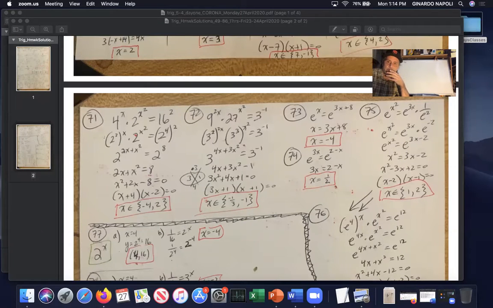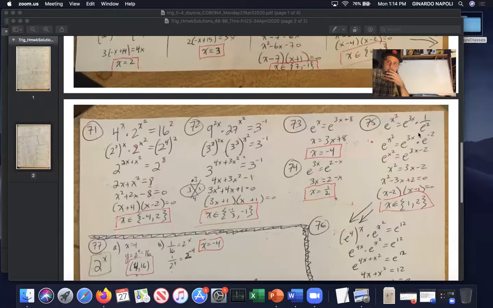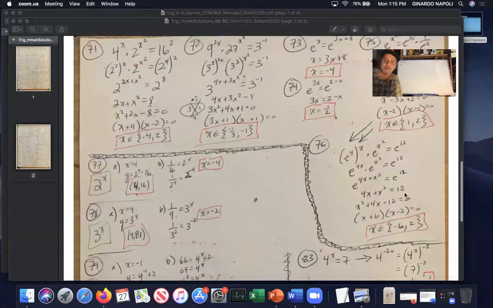And then 75 and 76 were similar to each other. You had that e here, and so you want to rearrange that. So that's why I put a -2 exponent. And now just like over here, when you had common bases that were multiplied, you have e's that are multiplied. If you multiply common bases, you add the exponents. So that's why this becomes 3x minus 2, and then you just solve that equation.